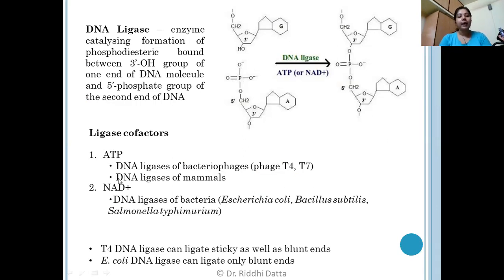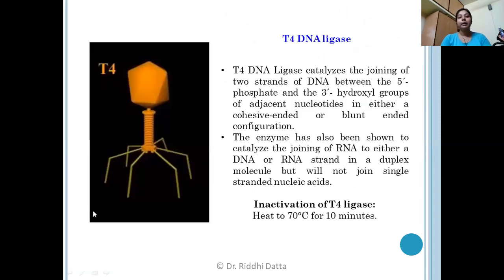The other group are the bacterial DNA ligases. They use NAD+ as cofactor and can ligate only blunt ends. So of course you all can understand that for practical purposes it is easier to use bacteriophage DNA ligases, because the same enzyme will be able to ligate both sticky ends as well as blunt ends. So in molecular biology we all use bacteriophage ligases, and the commonly used one is the T4 DNA ligase.